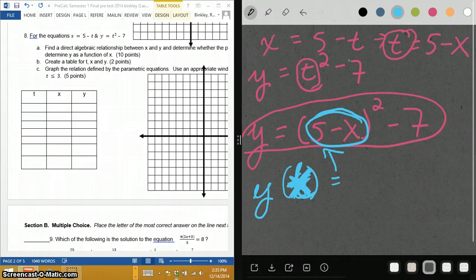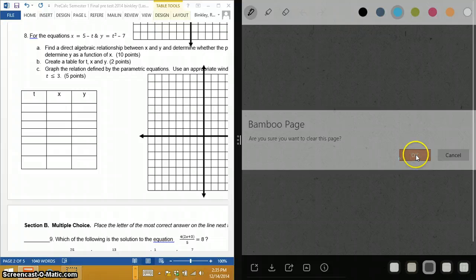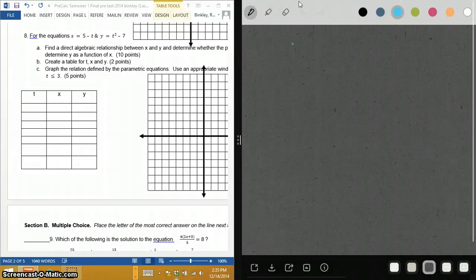Regardless, you're taking a composition of these two functions right here, which we did for question number 1, right? We took the two and we had a composition, and in the end we got the equation that we graphed on here.